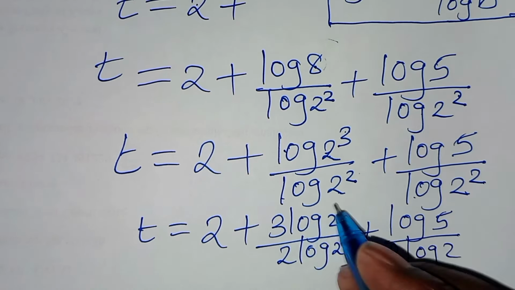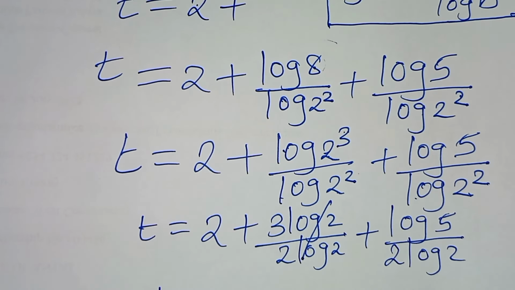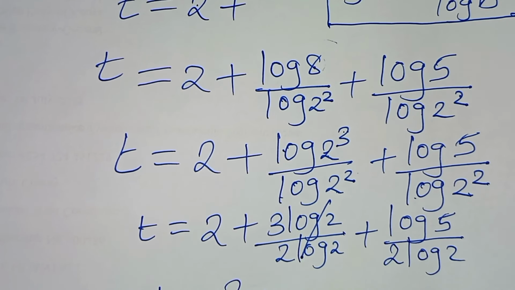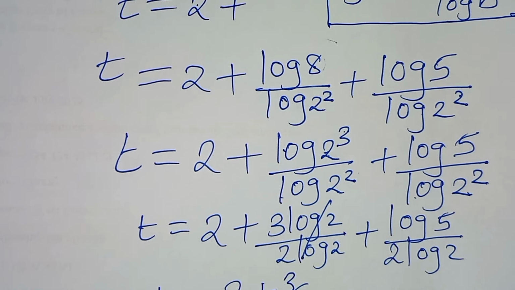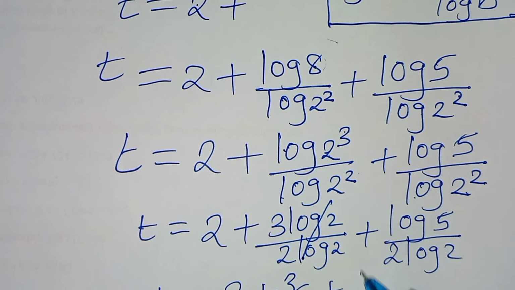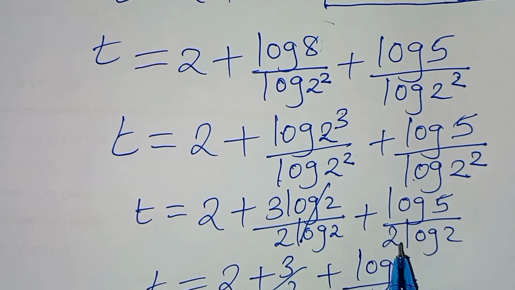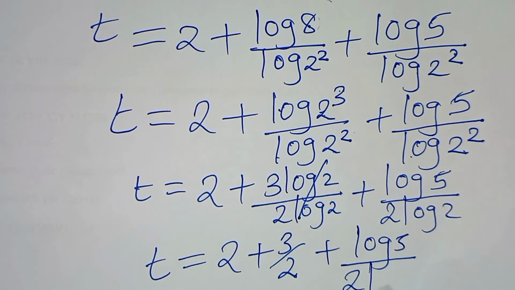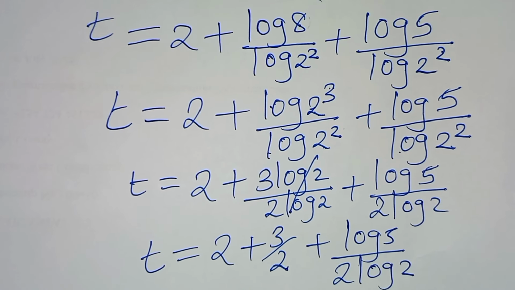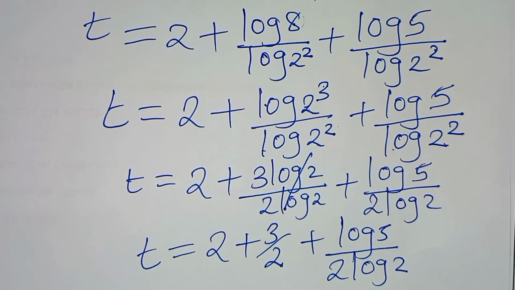So let's simplify here, log 2 and log 2, so that now the value of t is equal to 2 plus 3 over 2, plus log 5 divided by 2 log 2. So let's proceed from here.